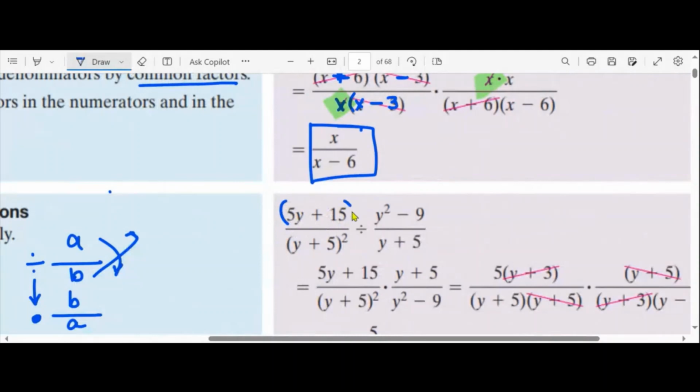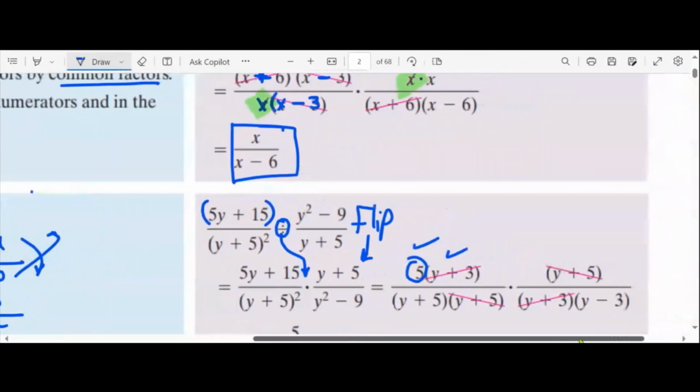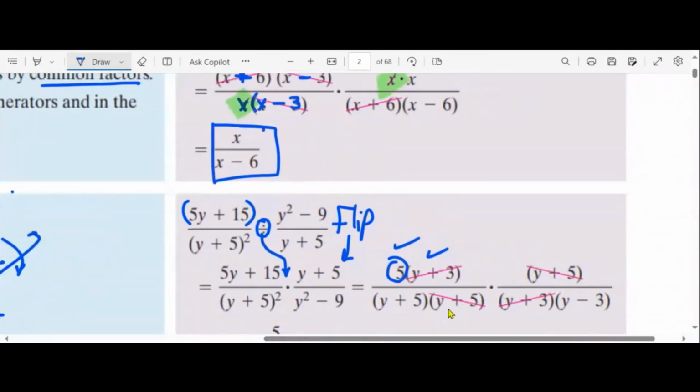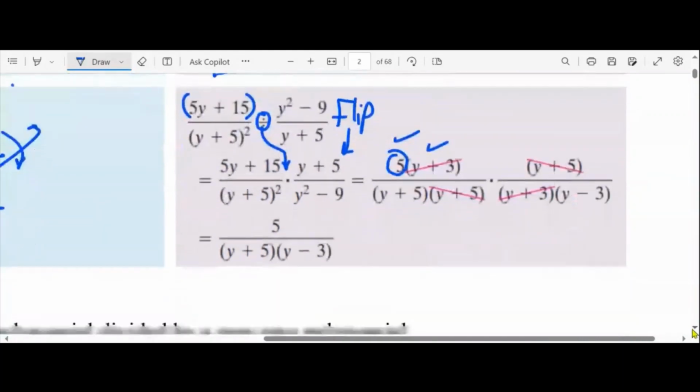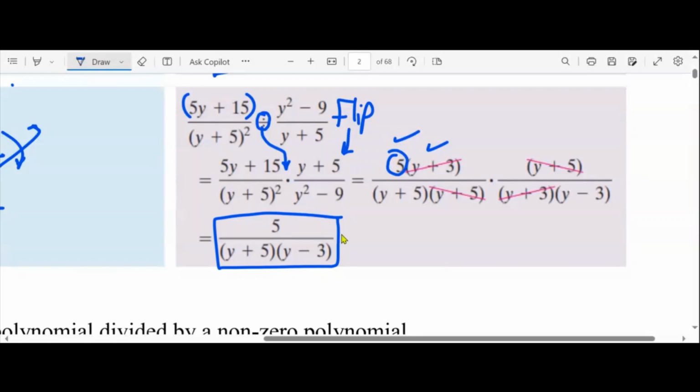Okay. What is the greatest common factor here? 5. Okay. So you take 5. What's left? y and 3. y plus 3. This one, you split it. It will be y plus 5, y plus 5. What about here, this one? What should I do? I change it to what? And then you flip. Up to here is clear? After you flip, now we can cancel. And that's it. So when you cancel, that's your final answer. Is that clear?